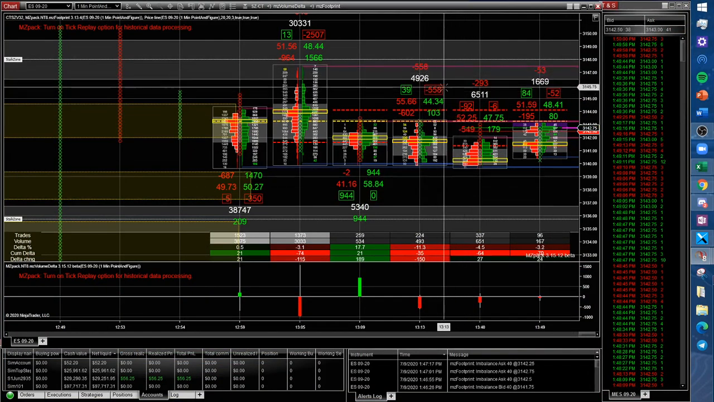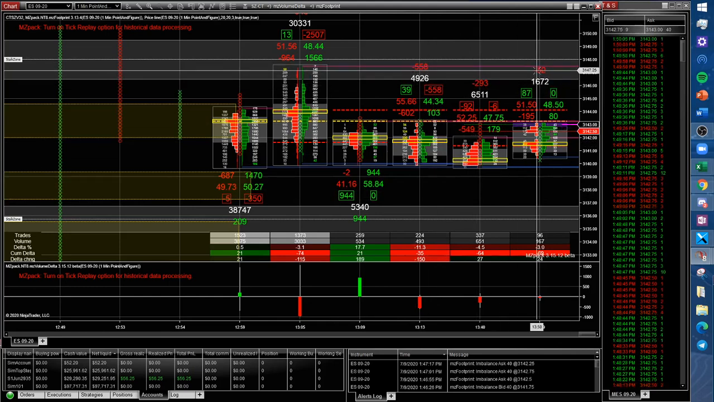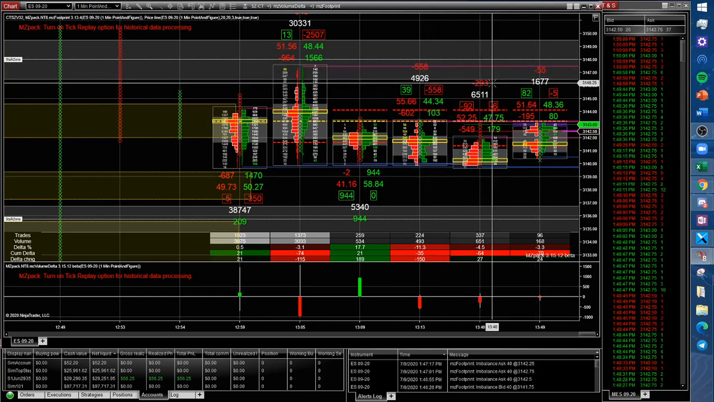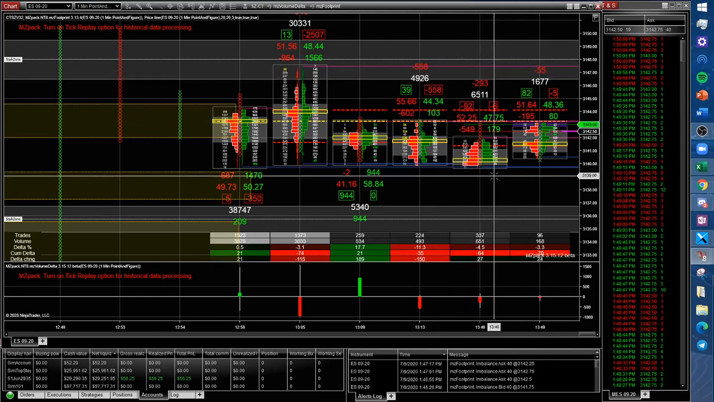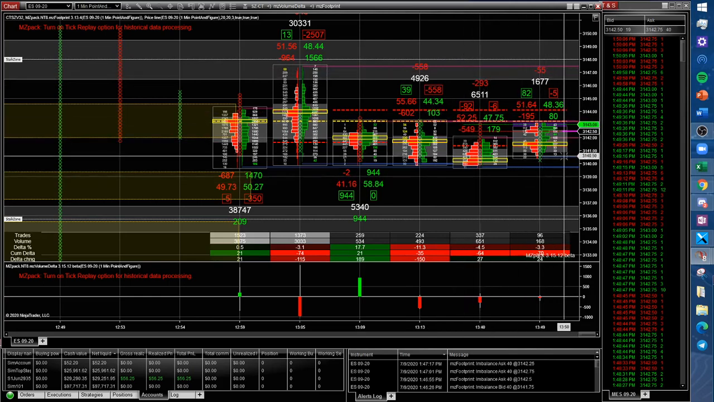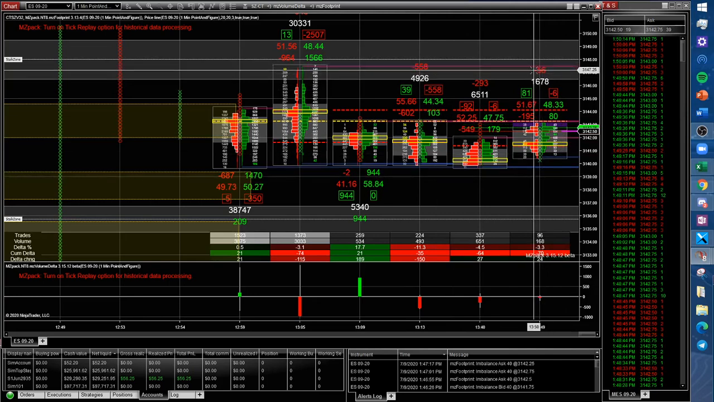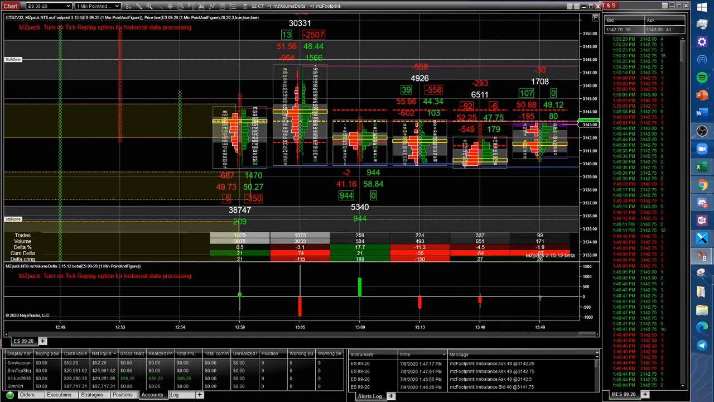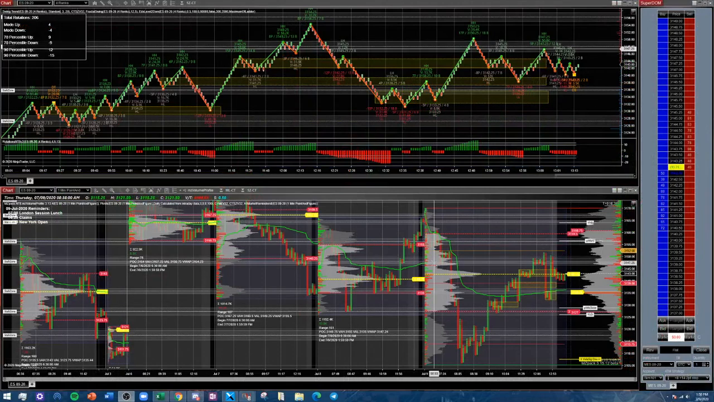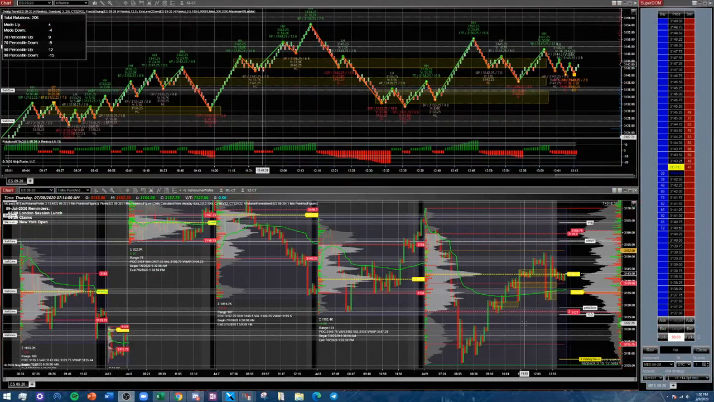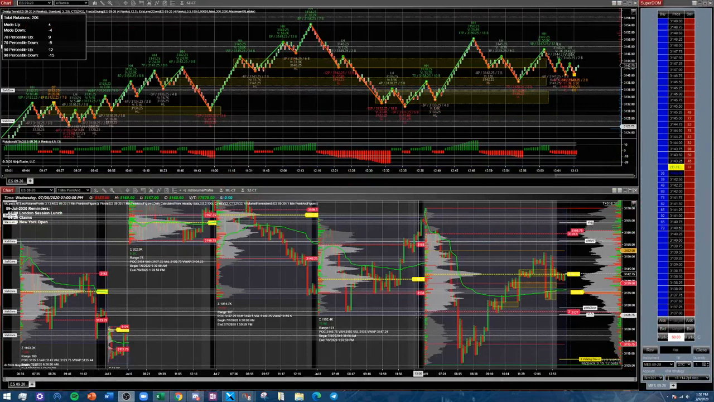Right now, you can see it looks like the shorts are the aggressor. But right here, we're actually going up on negative delta, so that is an indication that they're not very strong at the moment. So that's basically where I'm at, and then of course I'm using my volume profile to gauge the overall trend. That's really where I start out when I'm trying to figure out which way the market is going.